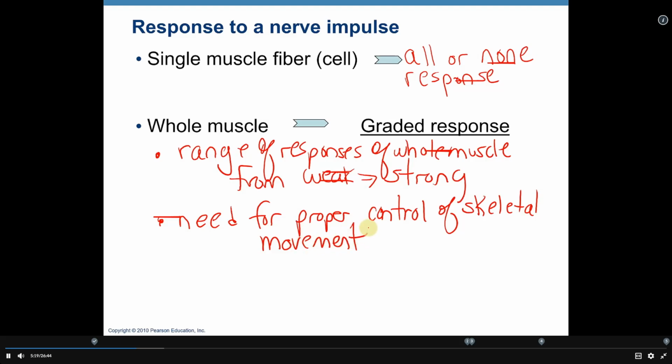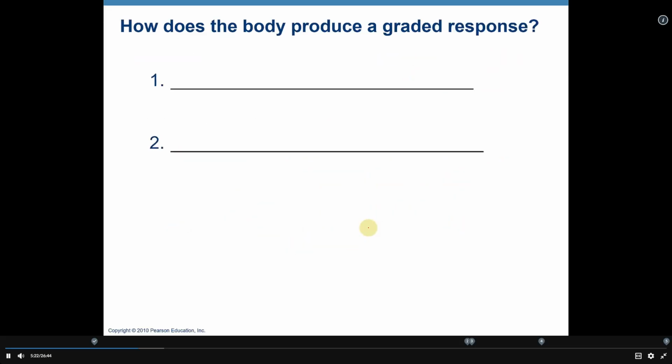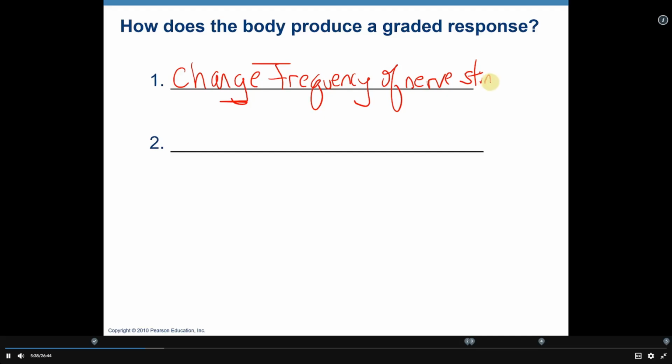So how does the body produce a graded response? Well, in a graded response, 2 things are happening. First, you change the frequency of the nerve stimulation. Now, when we say nerve, what we're really talking about nerve stimulation is action potential. And frequency means how fast.